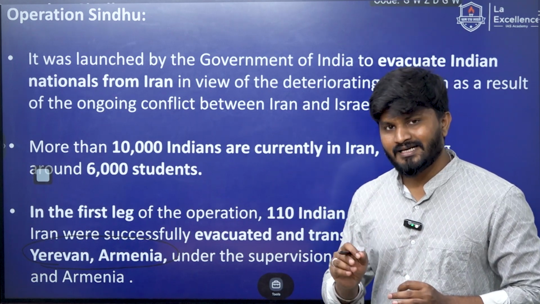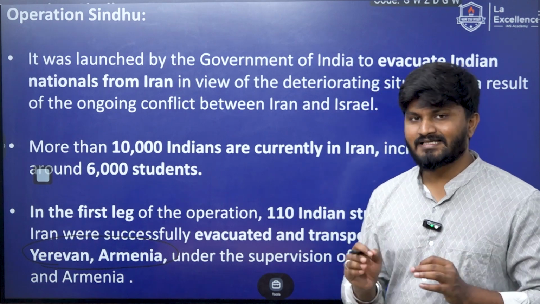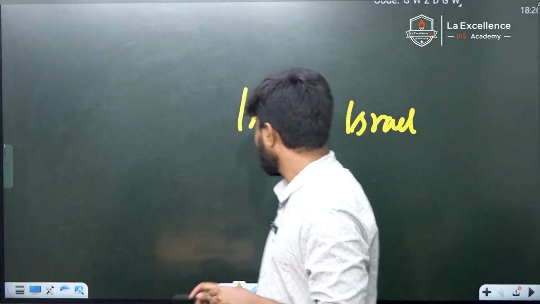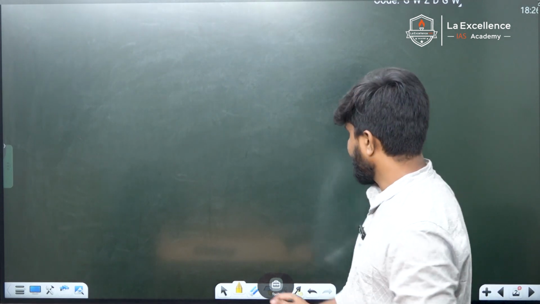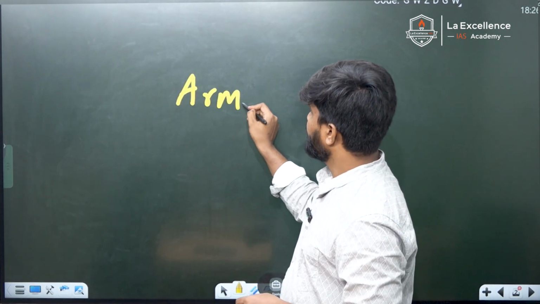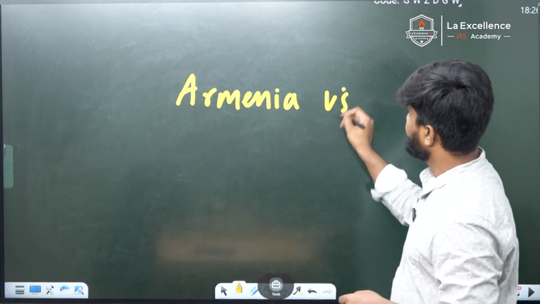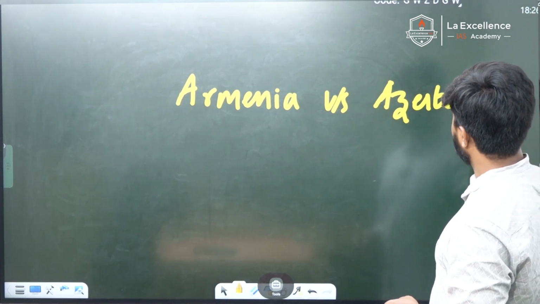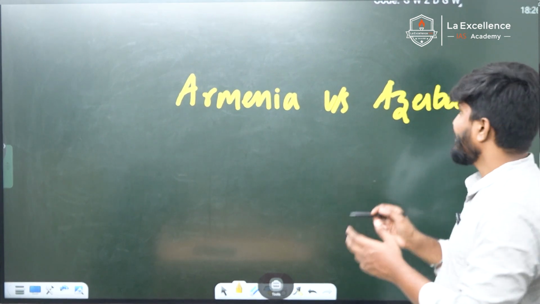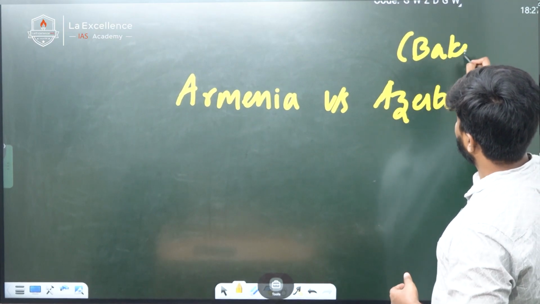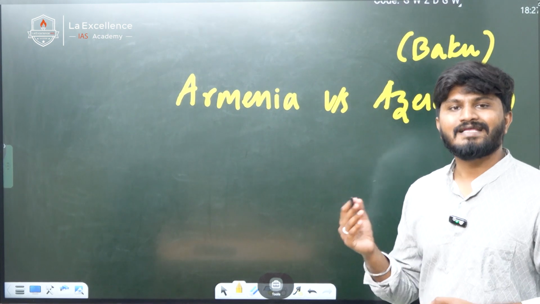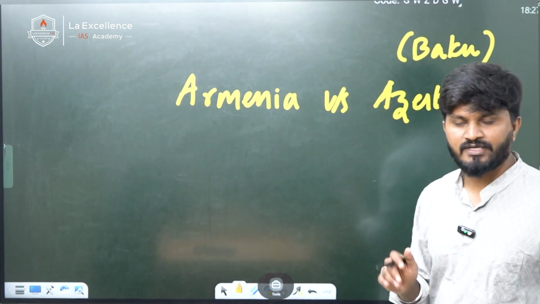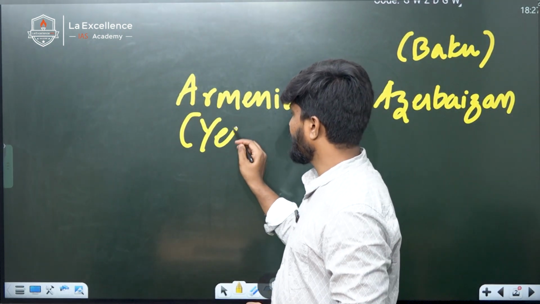The country of Armenia has been in news recently, mainly because of its conflict with its neighboring country. That is, Armenia is going head to head with another country, that is Azerbaijan. Azerbaijan is famous for its capital city Baku. This Baku is famous because the recent Conference of the Parties to the UNFCCC was held there, so that is why it's important. And the capital of Armenia is Yerevan.